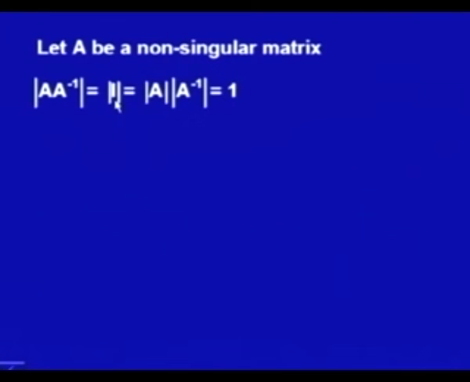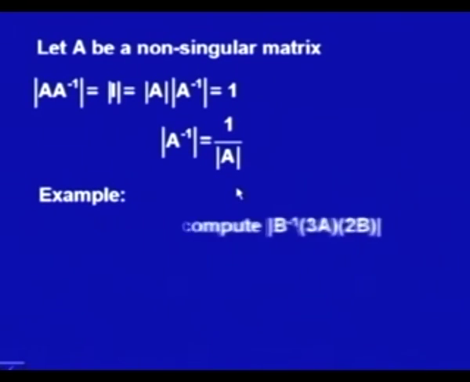So, let A be a non-singular matrix, then A times A inverse is the identity, or determinant A times determinant A inverse is equal to 1. So, determinant A inverse is actually 1 upon determinant A. If determinant A is not 0, then determinant A inverse is 1 upon determinant of A. So, if you know the determinant of A, one can very easily find the determinant of its inverse. So, this result is helpful in that sense.